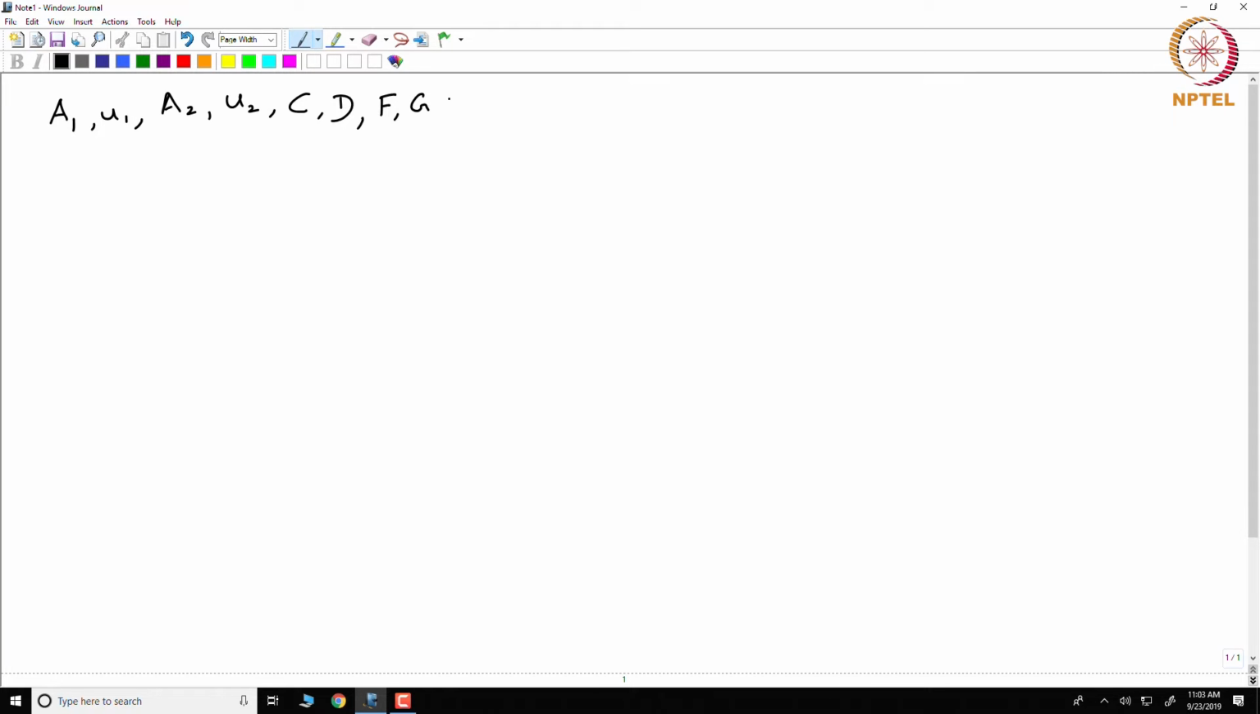So in general, we have to find A1, U1, A2, U2, C, D, F, G. Of course, to find A1, U1, A2, U2, and the other quantities C, D, F, G, we need to also say what is the vector x1, what is the vector x2. So what are the elements of x1 and x2? So we need to also know x1 and x2.